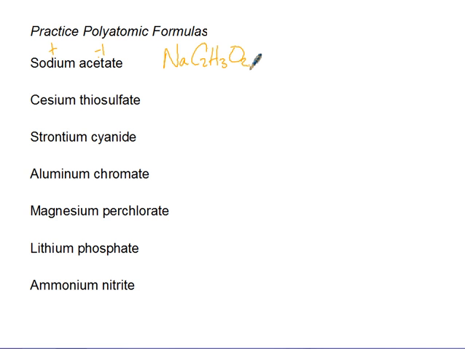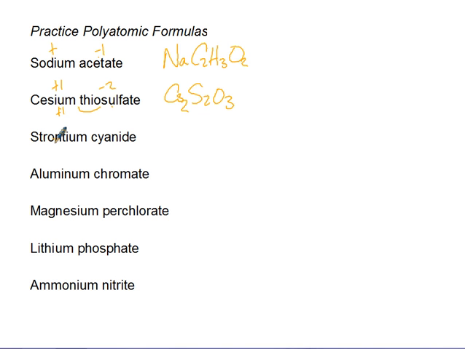Okay, the next one is the cesium thiosulfate. So cesium, when you look that up and figure out the charge on cesium, it's a +1. Cs. Thiosulfate. Thio is a term that means has sulfur in it. S2O3. Some of these I don't have memorized either. This one has a -2 charge on it. So in order to balance my cesium with a 1 and my thiosulfate with a 2, I have to add another one of these. So I have to have 2 cesium: Cs2S2O3.